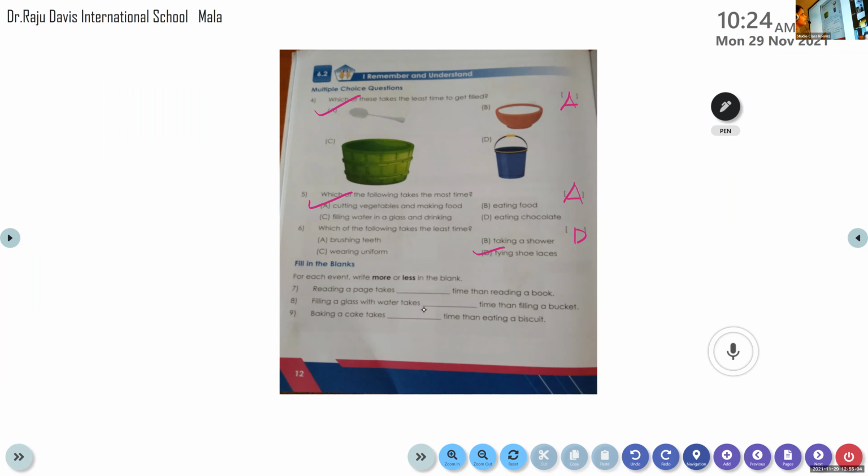Reading a page takes dash time than reading a book. See, reading a page, reading a book. So reading a page takes dash time. Is it less time or more time? Less time. Reading a page takes less time. So you can write here LESS. First written is reading the page. So reading a page takes less time than reading a book. So LESS, less.